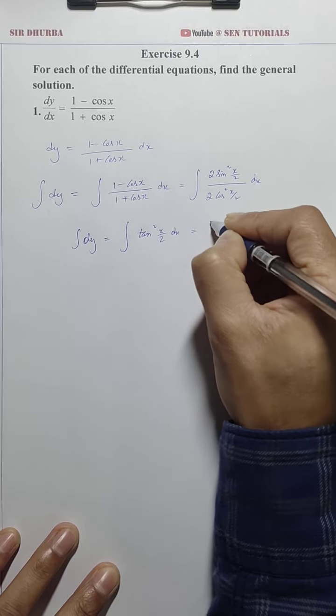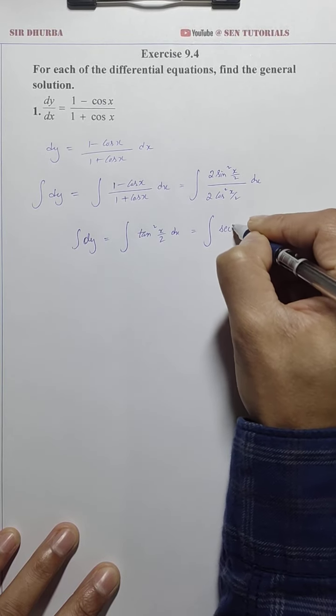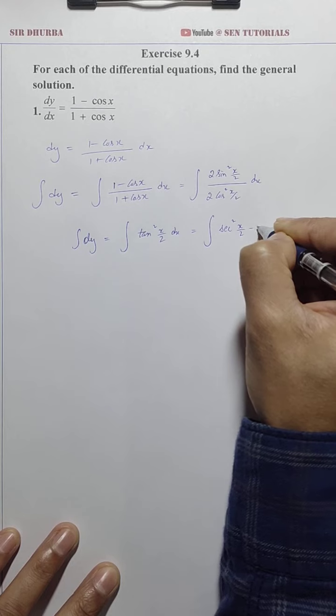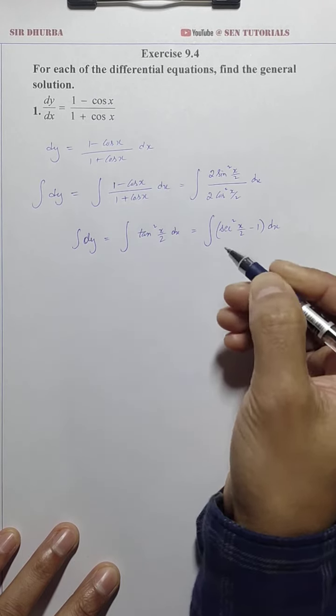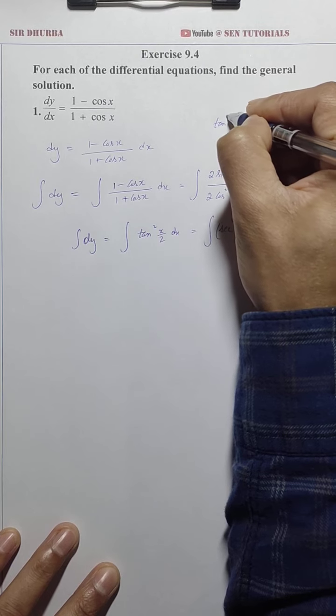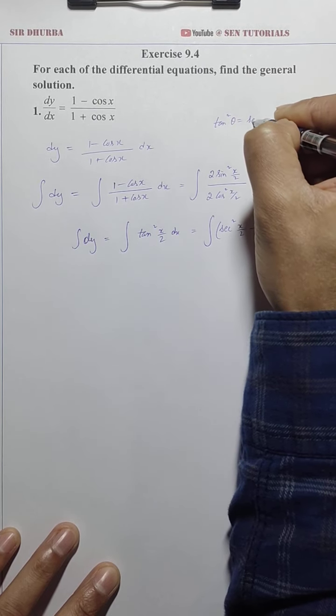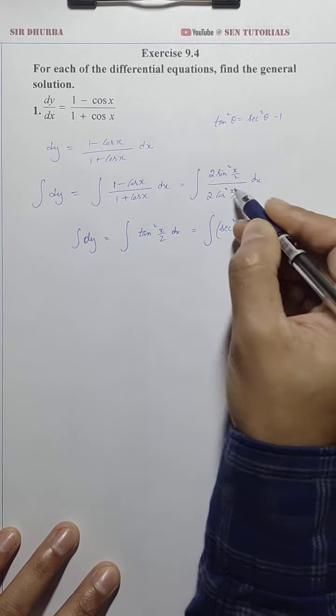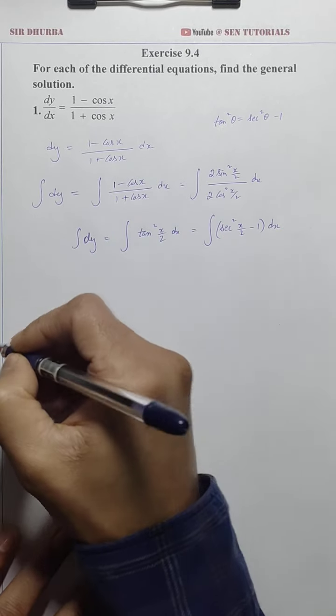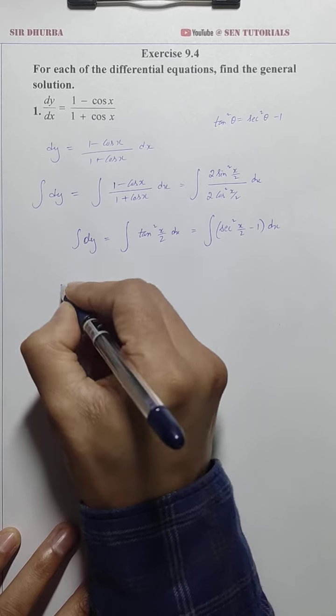Now what is tan square x? To integrate, we will have to write it in the form of sec square x by 2 minus 1 with respect to x. I believe all these formulas are clear to you, isn't it? Because we know that tan square theta is equal to, from class 10 standard, sec square theta minus 1, and this also comes from class 11 standard. So now time to integrate. So what is integration of dy?